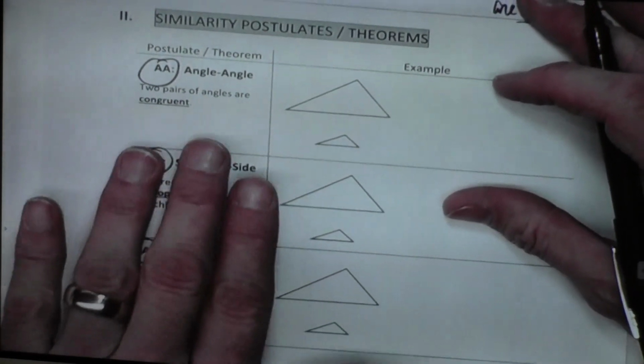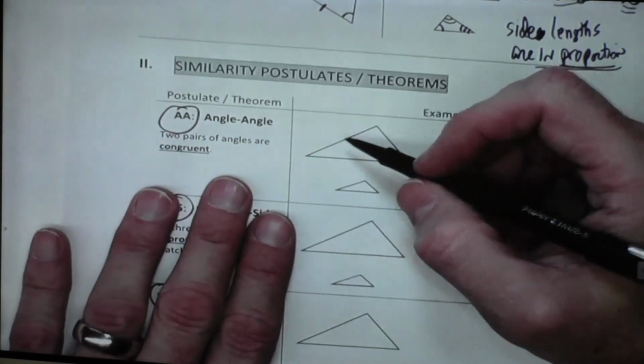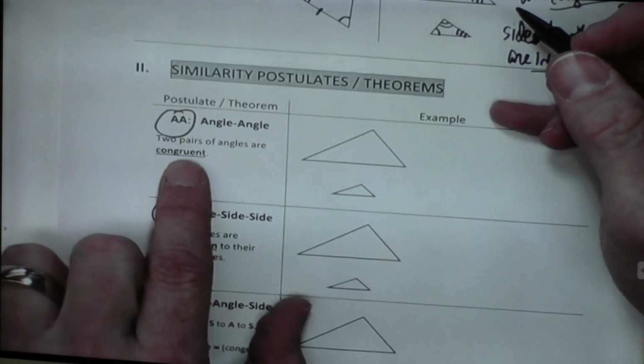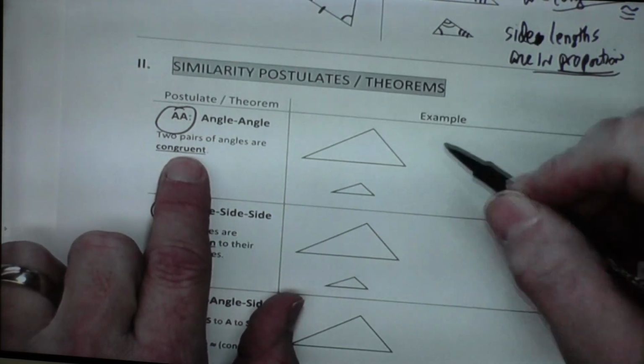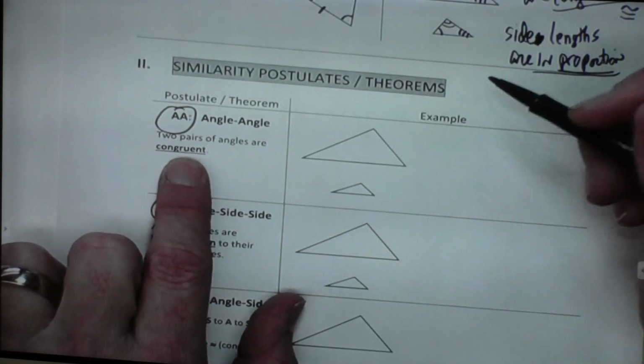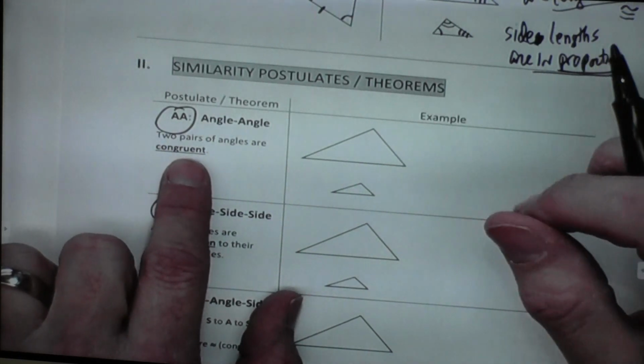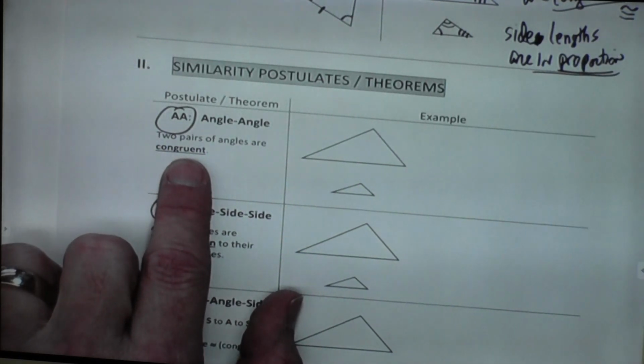Well, let's focus on this one first. If there's enough information to show that 2 pairs of angles are congruent, then the triangles are similar. That's all you need, just 2 pairs of angles congruent. You don't need 3, because if 2 of them are congruent, that forces the 3rd pair to be congruent.